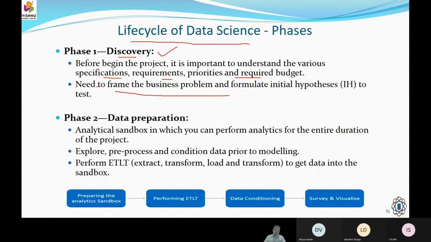Now coming to the second phase, the second part of the life cycle, we call it data preparation. In data preparation, we need to model the data. In order to model the data, we need to see whether the data is totally structured or not. Before we do modeling, first of all, we need to pre-process the data.